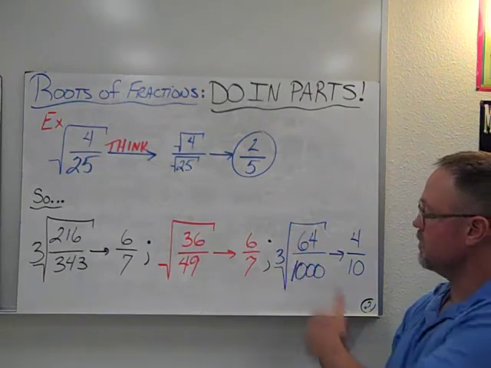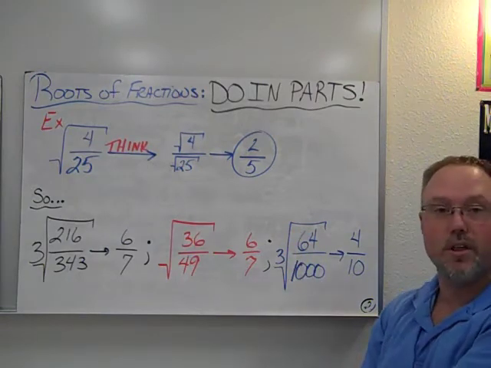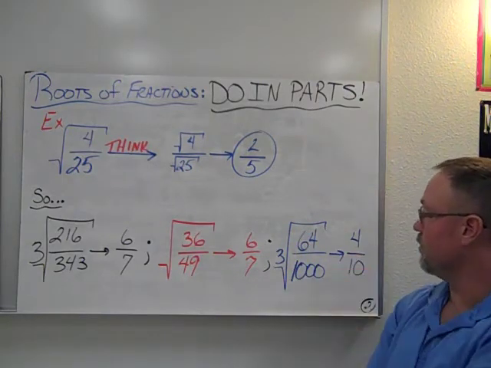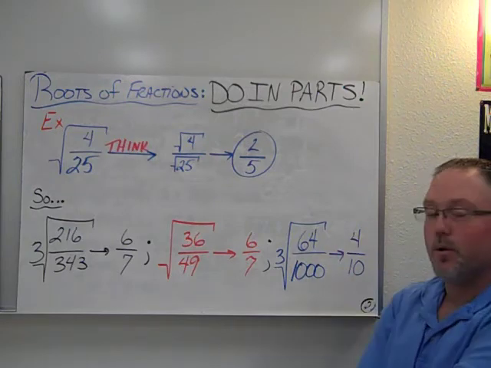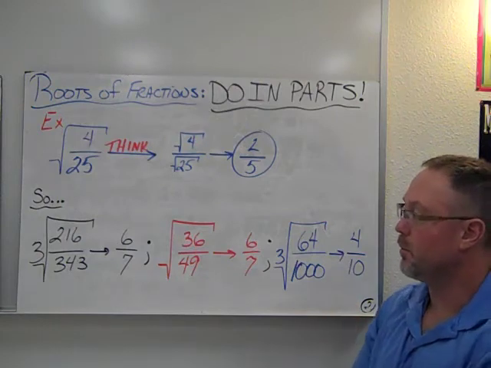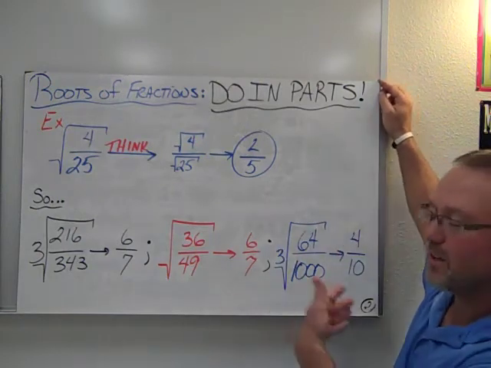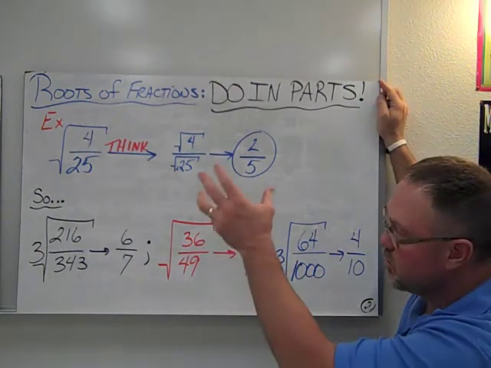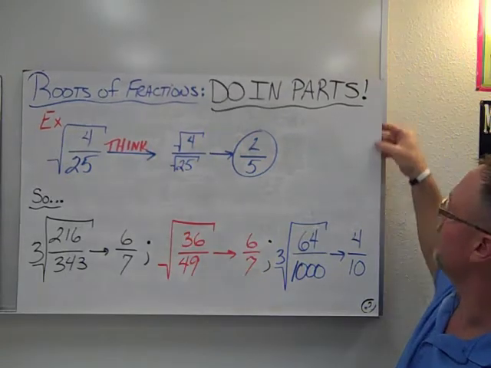Our last example is cube root of 64 over 1,000. So we have 4 over 10. And you may want to reduce that if they ask you to. If not, we'll just leave it as that. But we'll probably have you reduce it as we go. So nothing too difficult in this part. It's just that you're doing it in different sections with the roots.